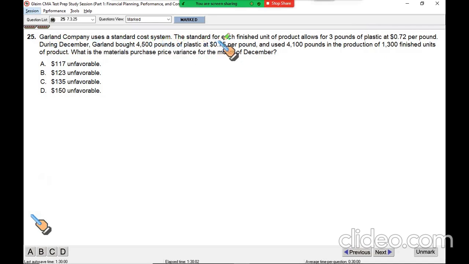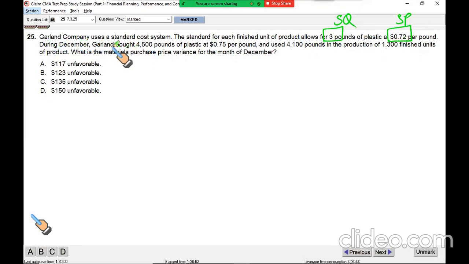The standard for each finished unit of product allows 3 pounds of plastic. This 3 pounds of plastic allowed is called the standard quantity you should use, SQ, at the rate of 0.72. This is the standard price of material. You should use 3 pounds for each unit. That is the standard quantity as per our original standard. And this is the standard price at which we should buy our material. What happened?